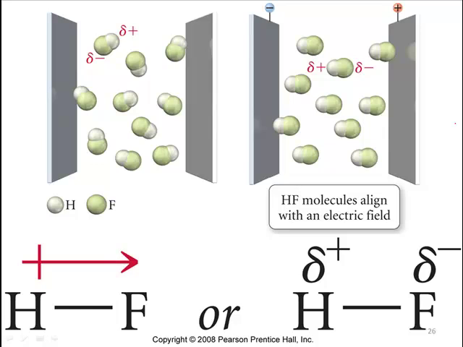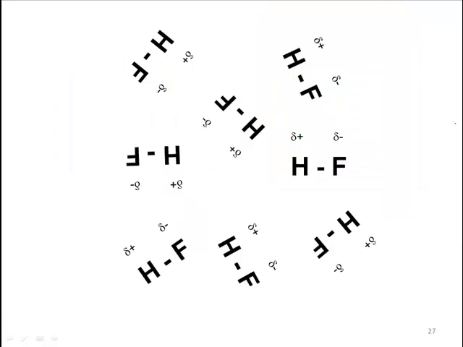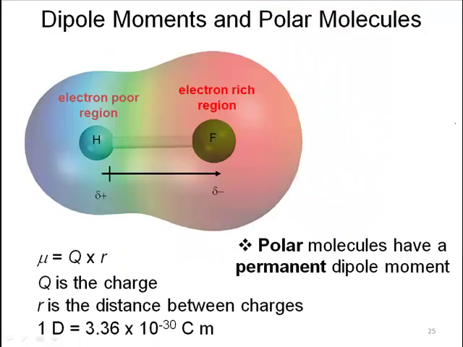HF molecules will align with an electric field. So if you put them into an electric field, they will arrange themselves according to that electric field. For the previous slide, it says polar molecules have a permanent dipole moment. That means it's a fixed number. So anytime you have water, it has a specific dipole moment. It will always be that.